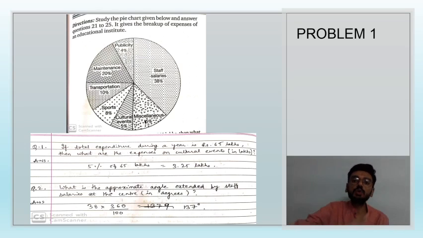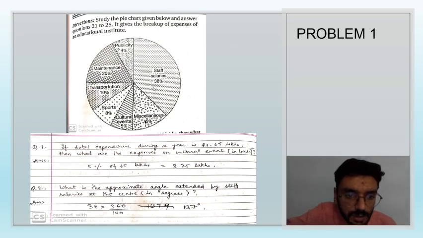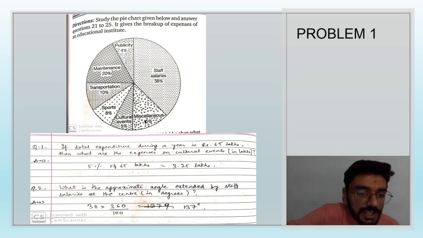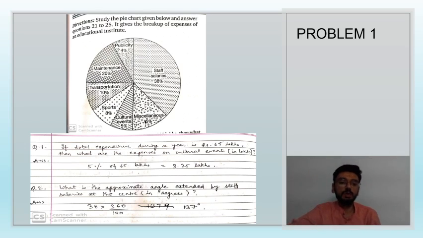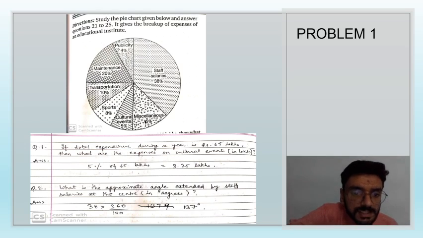Let us go through this pie chart once again carefully. Expenses of an educational institute. 38% expense, which is the largest, goes to staff salaries. 20% goes towards maintenance. 10% goes towards transportation, 8% goes towards sports, publicity 4%, and cultural events of the educational institution 5%, and 15% amounts to miscellaneous. It is 15%, not 5%. 15% amounts to miscellaneous.